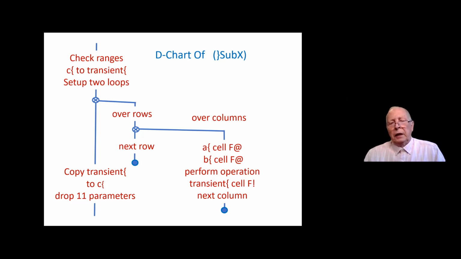We store back into one cell of transient and then go to the next column. When the column's completed, we go to the next row. When the rows are completed, we come back to the bottom left and copy transient back to C, and we drop, in this case, what are 11 parameters that are on the stack at this time.